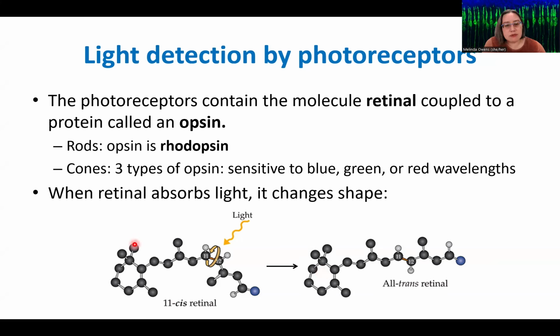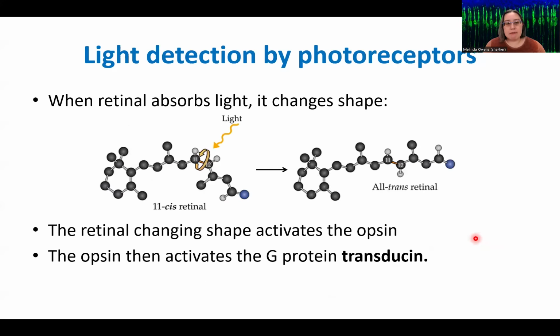So what does this retinal do? It's a molecule that looks like this. When the retinal absorbs light, that light affects specifically this bond here, and it makes it flip around. So it goes from cis to trans. If you've taken OCHEM, you know what that means. If you haven't, don't worry about it. The key thing here is that it changes shape from this kind of bent shape to this kind of straight shape.